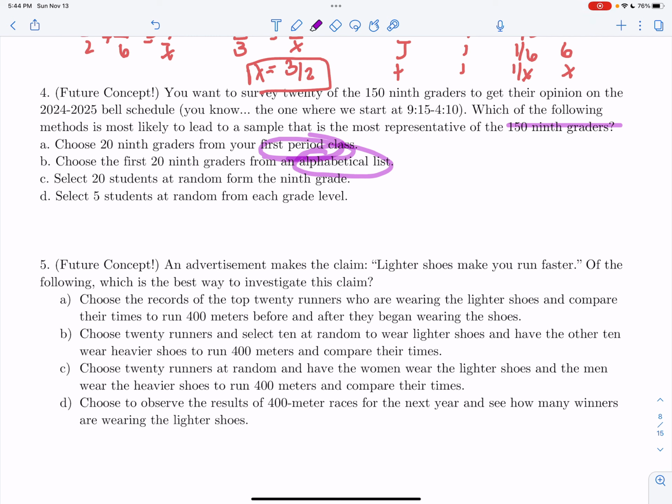C says, select 20 students at random from the ninth grade. That should say from, not form. And that is my correct answer because you're selecting students at random and you're selecting students in the ninth grade. Whereas D, yes, you are selecting students at random, but you're selecting students from each grade level. The survey only focuses on ninth graders. Since it only focuses on ninth graders, you know that it can't be D.